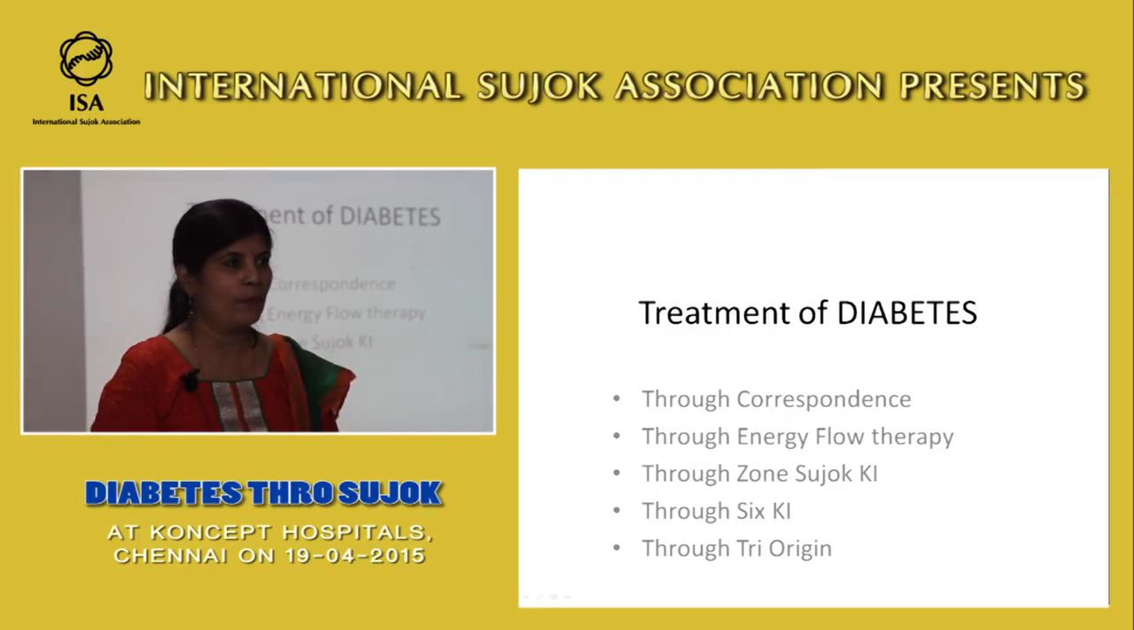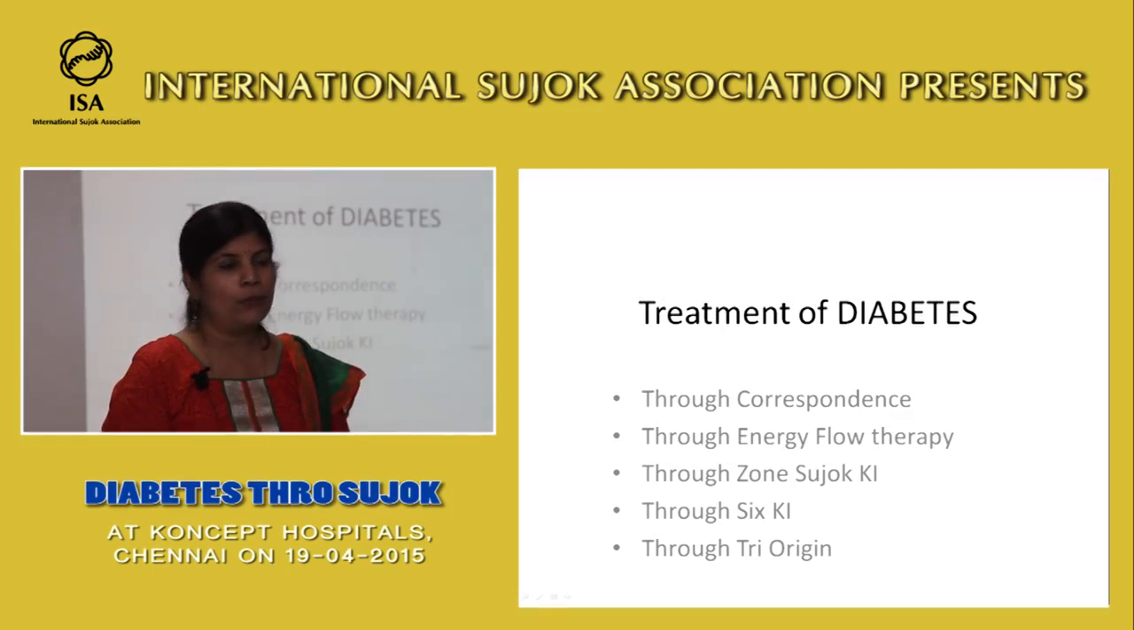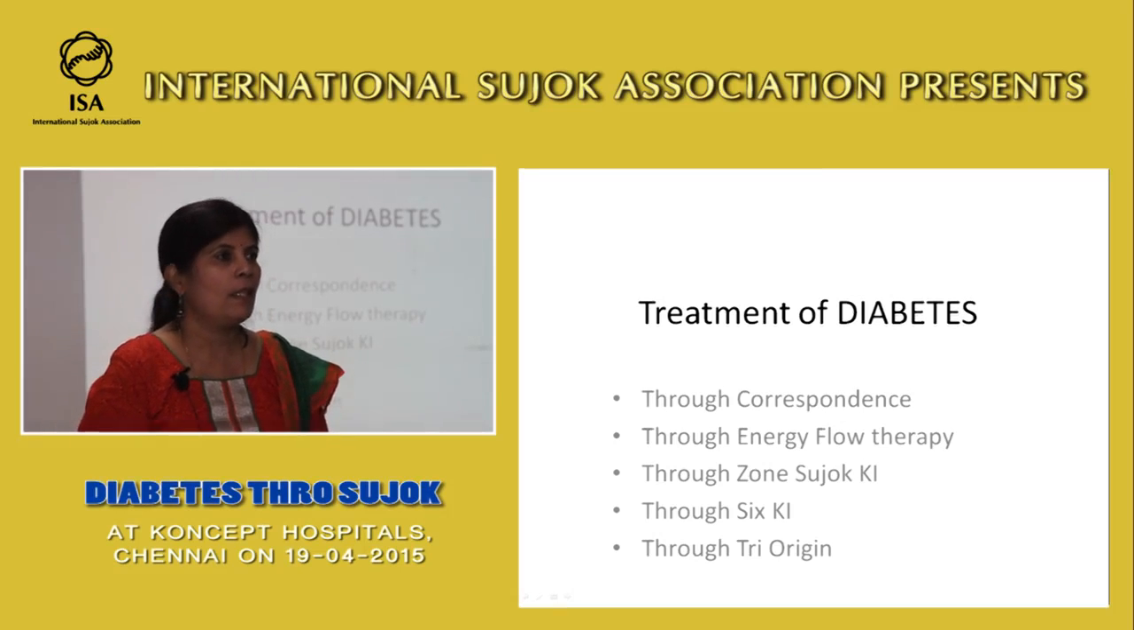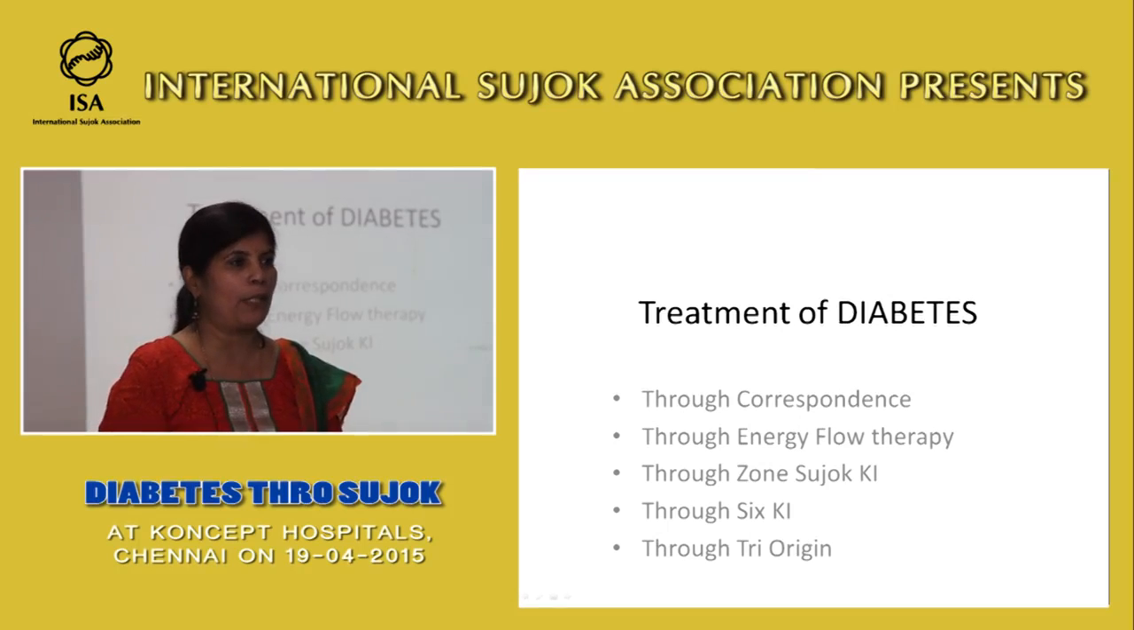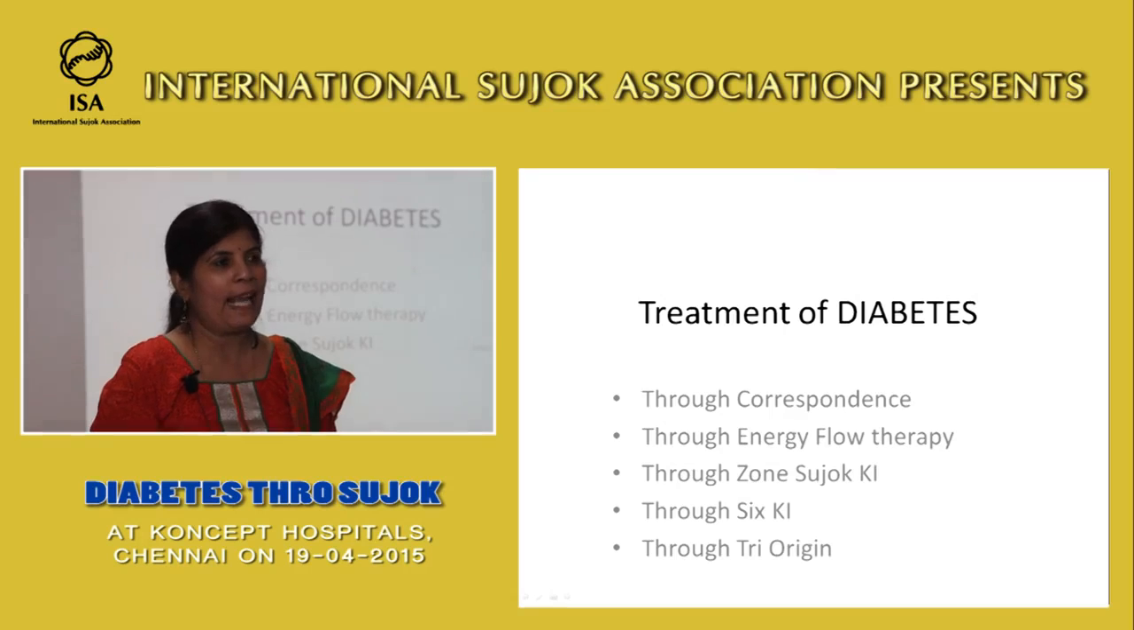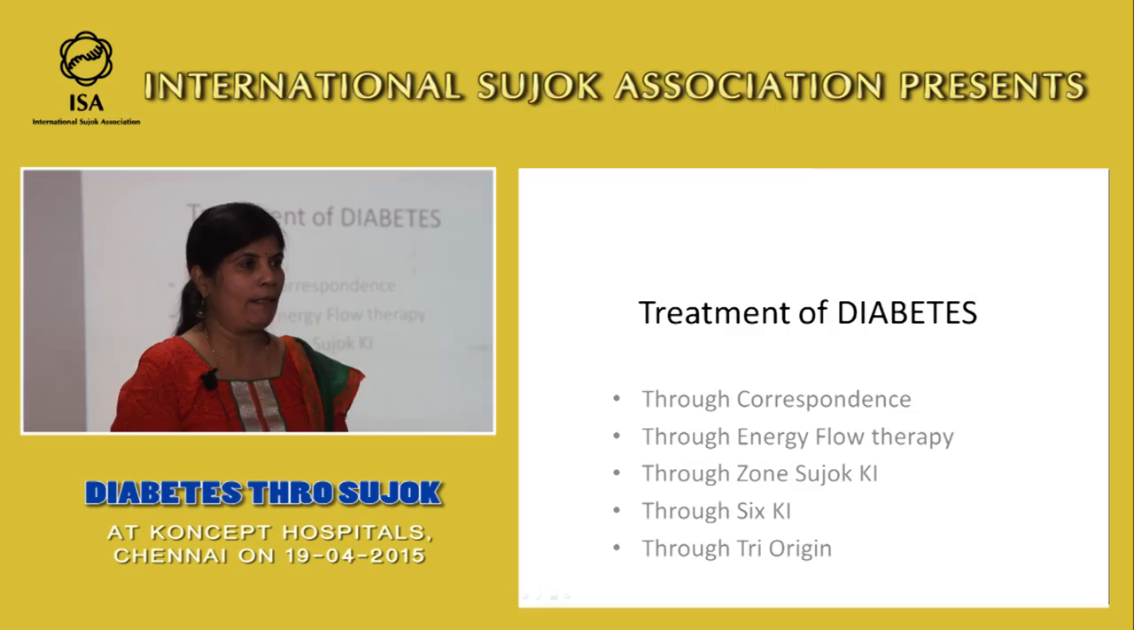Another method. So today I will be covering topics like treatment of diabetes through correspondence, through energy flow therapy, through zone Suzuki, through 6 key and through tri-origin. So we all know that we have 3 types of correspondence system: the standard correspondence system, the insect and the mini correspondence system.